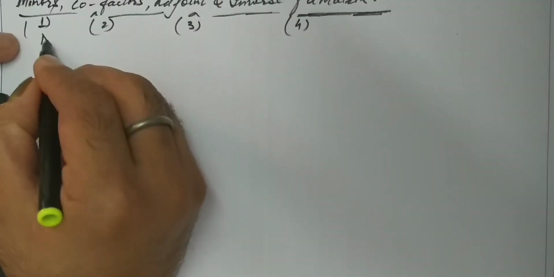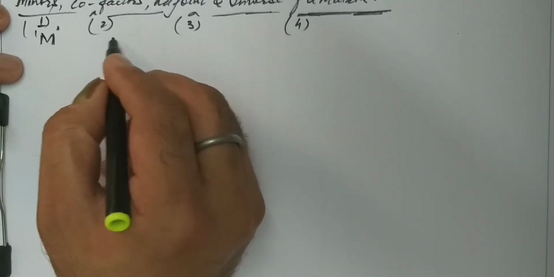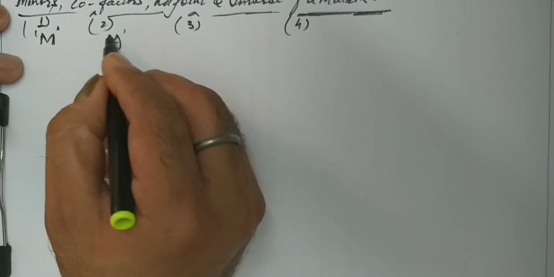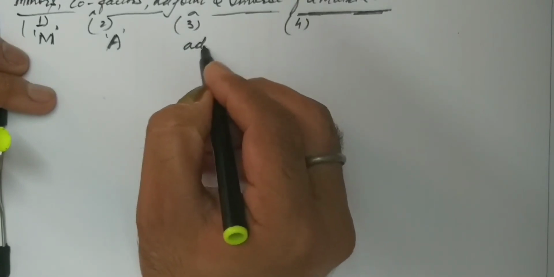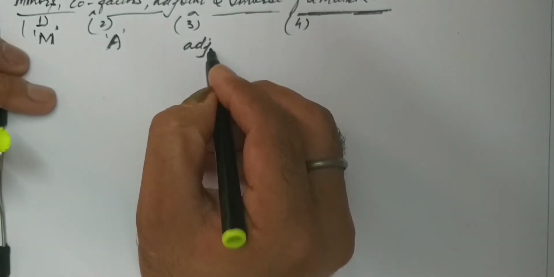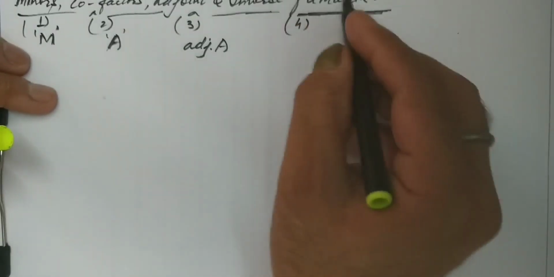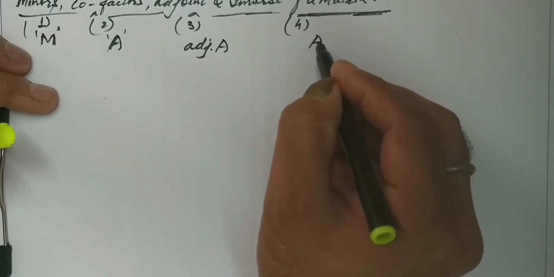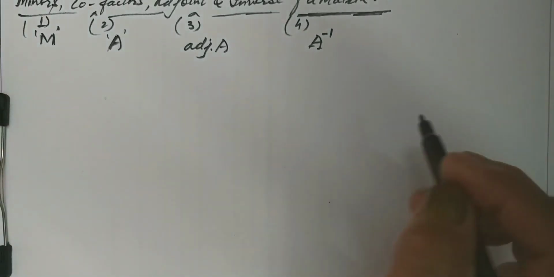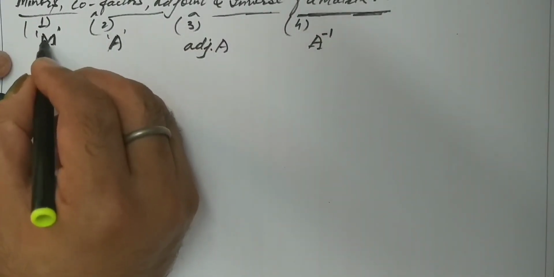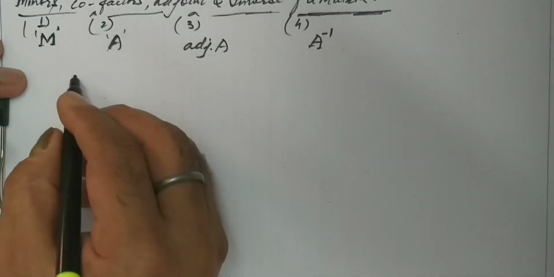Minor is denoted by capital M. Cofactors are denoted by capital A, and adjoint of any matrix, in short form we write ADJ, adjoint of, and the name of the matrix, for example A, B and C, whatever it is. And inverse of a matrix, that is A inverse. Suppose we have a matrix A, then its inverse we are going to find. I will explain it through one example, and along with it I will explain the definitions also. First of all we'll start with minor.